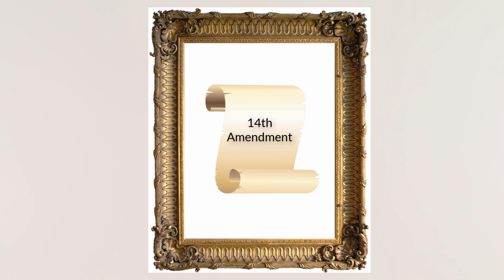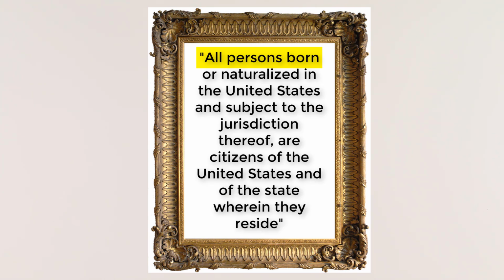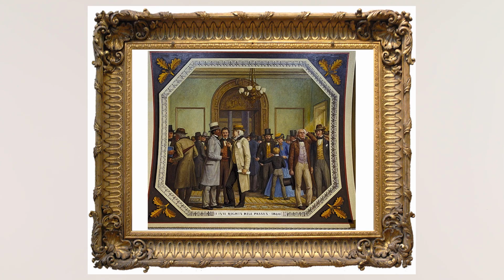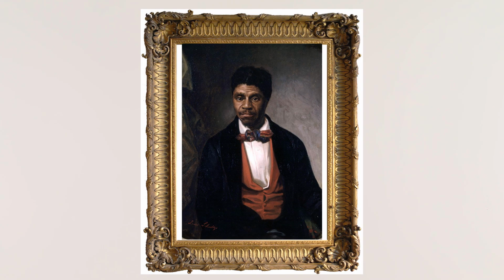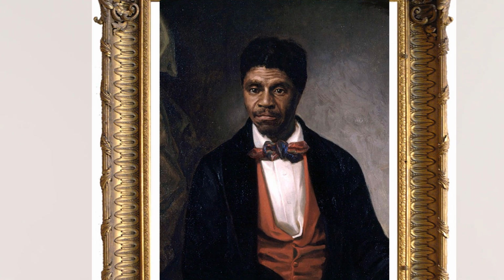11 years later, the 14th Amendment was added to the Constitution. The 14th Amendment states, "All persons born or naturalized in the United States and subject to the jurisdiction thereof are citizens of the United States and of the state wherein they reside." This guarantees citizenship to all people of all races who are born in the United States. This amendment reversed the Dred Scott decision because it clearly states that if you are born in the United States, you are considered a citizen.